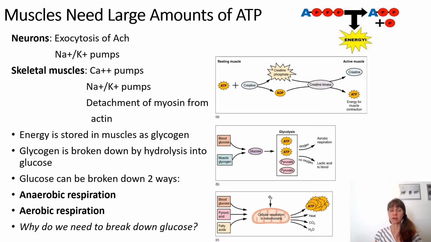Energy is normally stored in our muscles as glycogen. Remember, glycogen is stored in muscles and liver. The glycogen is further broken down by way of hydrolysis into glucose. Remember, the term hydrolysis means breaking or bursting apart with the help of water. Glucose can be further broken down in two ways. One is by anaerobic respiration, and the other is by aerobic respiration. So we need to be able to break down glucose to produce more adenosine triphosphate.